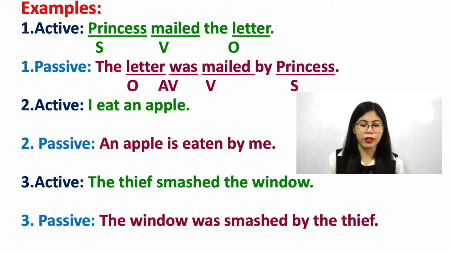So it is correct that Princess is our subject, followed by a verb, an action word, which is mailed, and then an object, which is the word letter. As you can see here, we follow the pattern subject plus verb plus object. To write it in a passive form, you may have this: "The letter was mailed by Princess." As you can see here, it follows the pattern object plus verb plus subject.